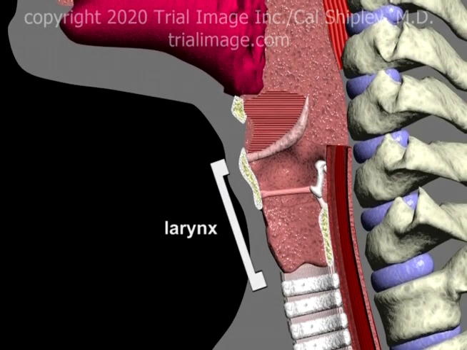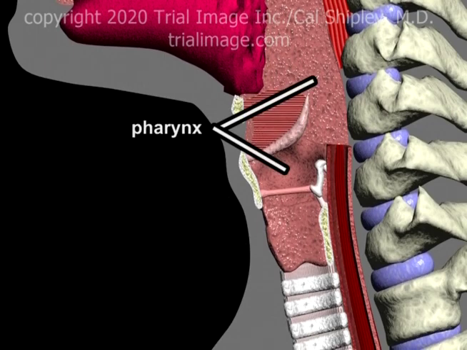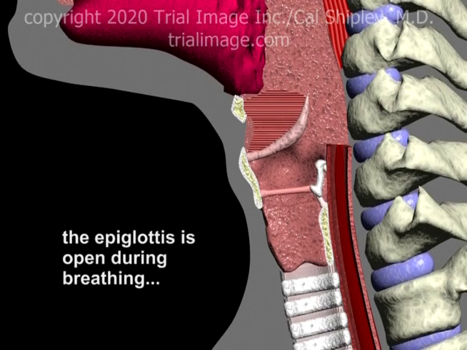It is worth noting here that the area bordered superiorly by the epiglottis and inferiorly by the cricoid cartilage and enclosing the vocal apparatus is known as the larynx. The pharynx refers to that area of the airway lying directly above the vocal cords and the epiglottis.